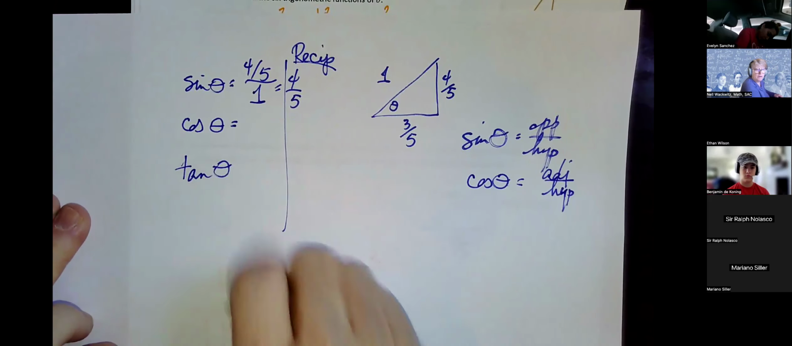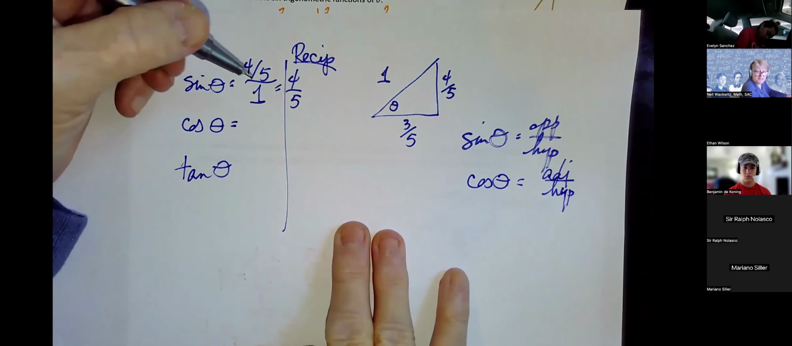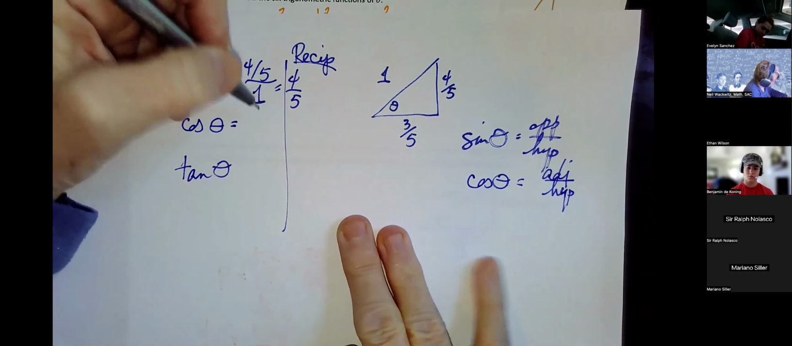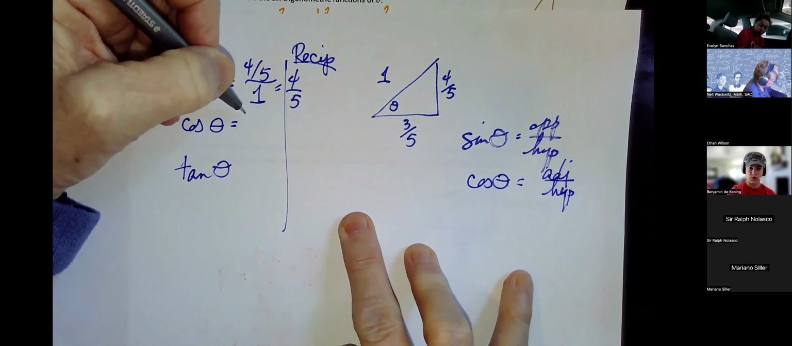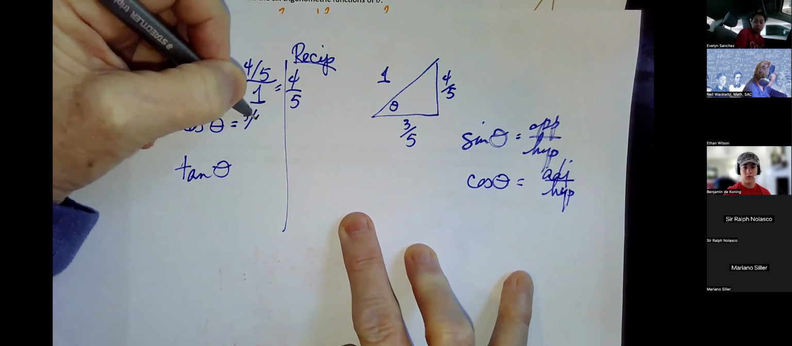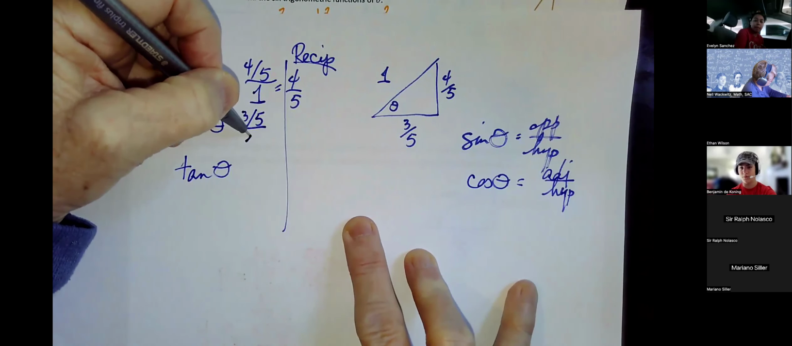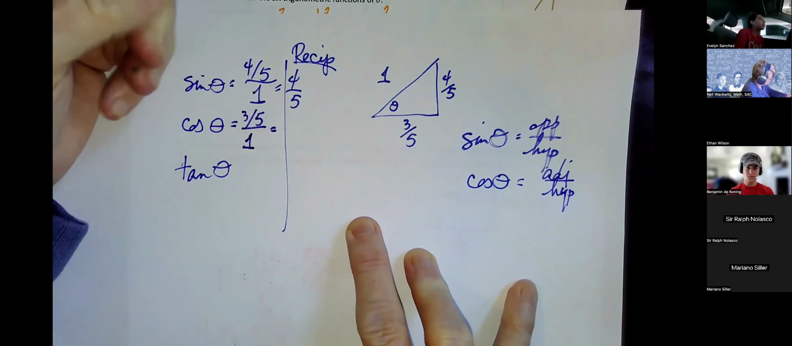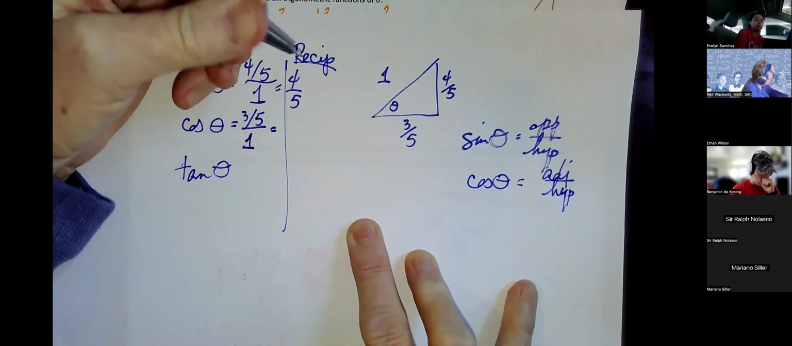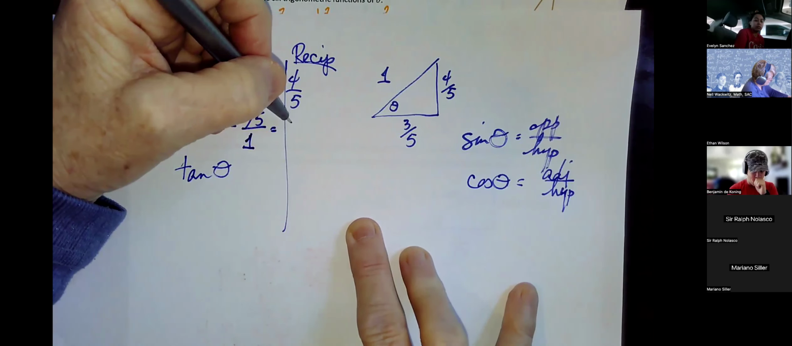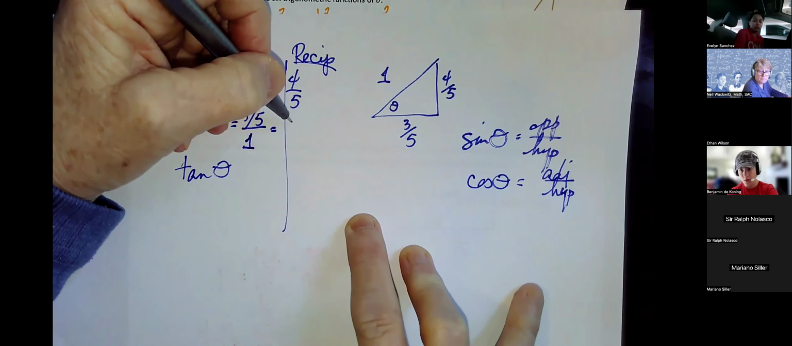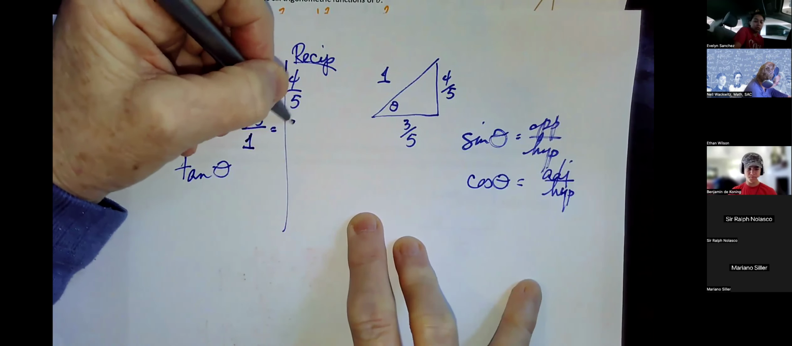Okay, so what is the adjacent side? 3 over 5. And the hypotenuse? 1. So the cosine is 3/5. Beautiful.